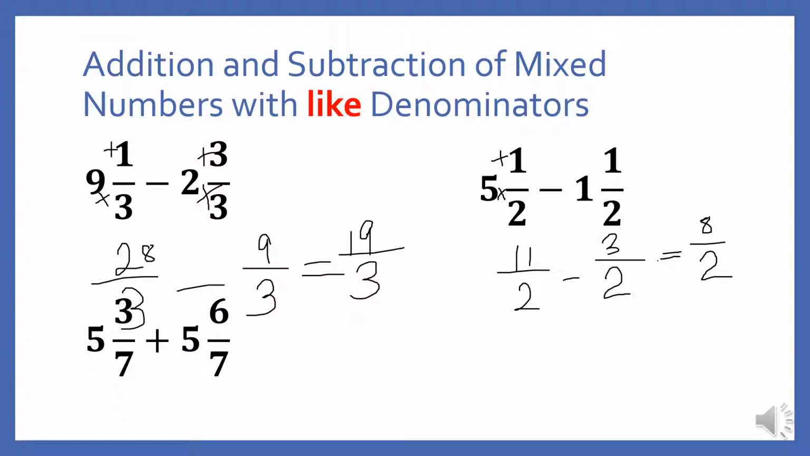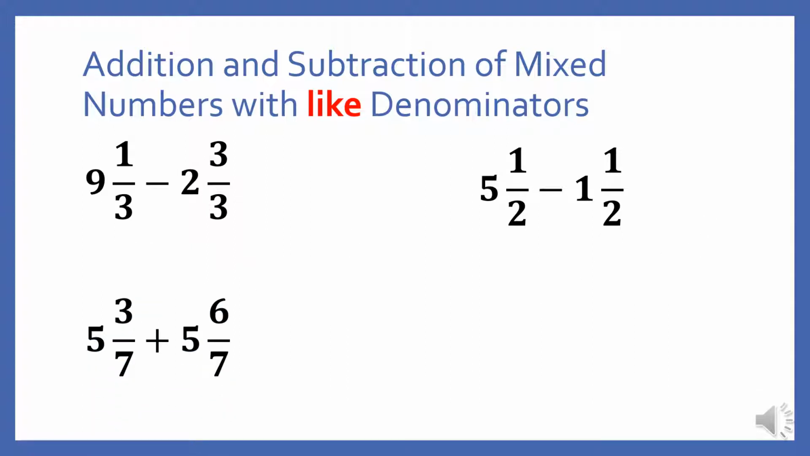Let's look at yet another example. As I can see here, 5 times 7 is going to give me 35. 35 plus 3 is going to give me 38 over 7. Plus 5 times 7 is going to give me 35, and 35 plus 6 is going to give me 41 over 7. I have common denominators, so all I need to do is add my numerators, which is 38 plus 41, and I'm going to get 79 over 7.